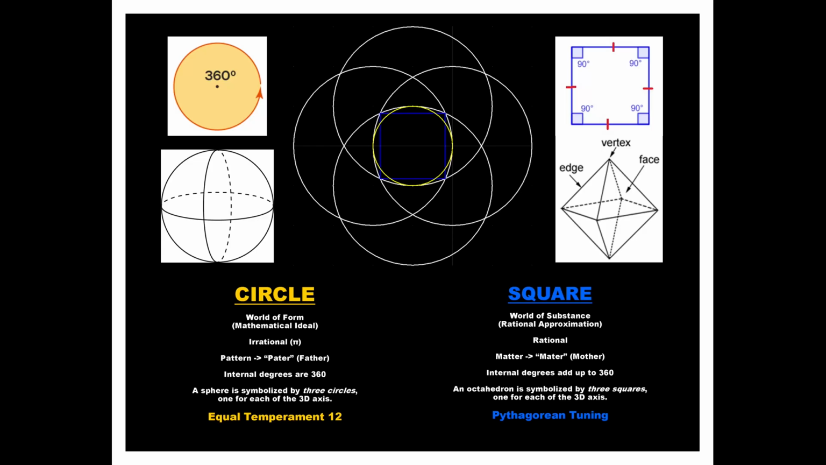So, summary of the Pythagorean music construction. In the video on equal temperament, we talked about the mystery of squaring the circle. We talked about how the circle is the mathematical ideal, where the square is the best rational approximation we can make of that mathematical ideal in our real world. Equal temperament 12, being an irrational music system, cannot be created accurately in our world. It can only be approximated through rational means. And the Pythagorean tuning system is our first attempt at doing that. So it's our first attempt at squaring the circle, so to speak.